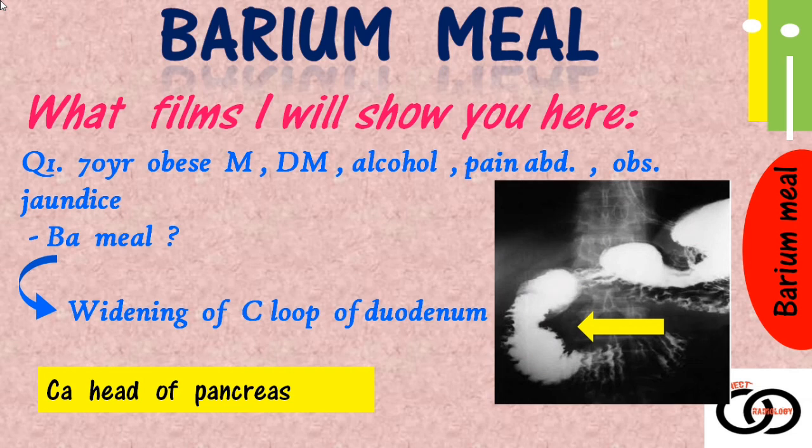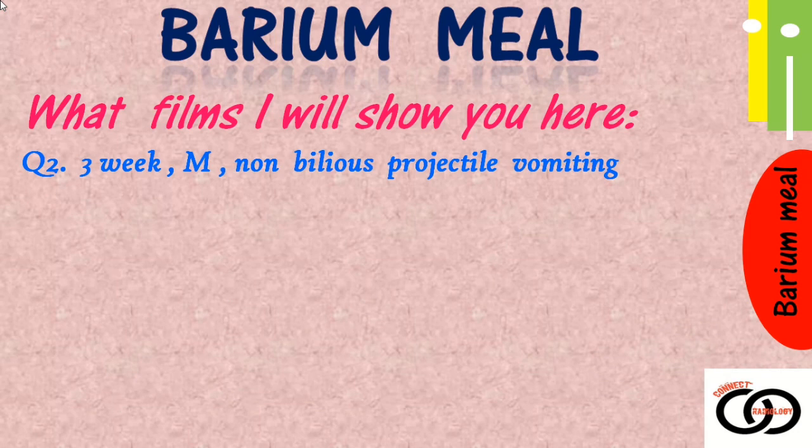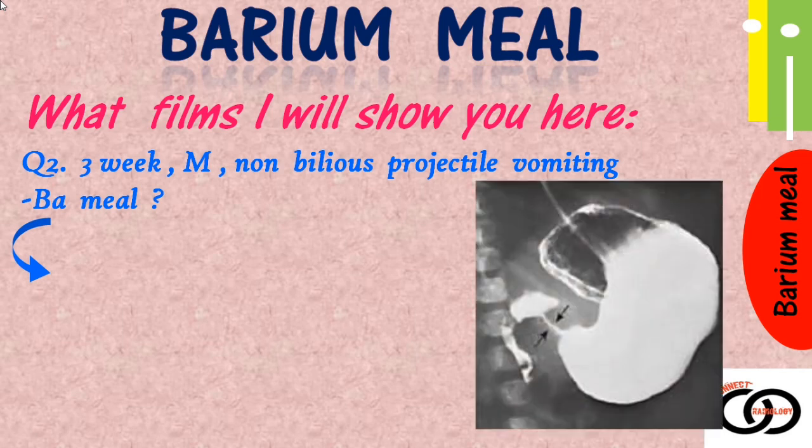Okay. Now moving forward, the second film. The question says, we have a 3-week-old male baby presenting with complaints of non-bilious projectile vomiting. They can elongate this history with describing each feature. Okay. So we did his barium meal study and what we get in this film. See this film. See the stomach and the proximal duodenum. Just see this pylorus part, the yellow arrow mark.